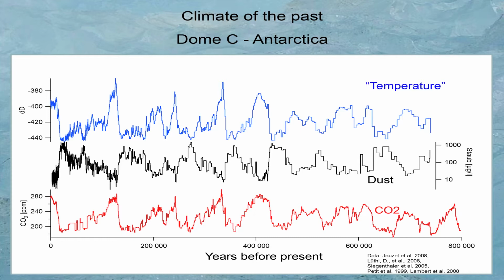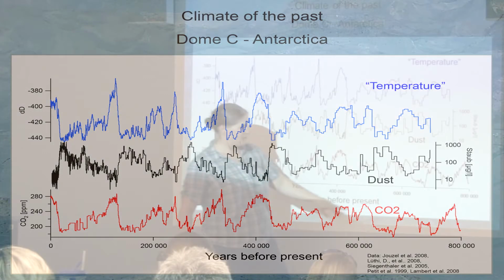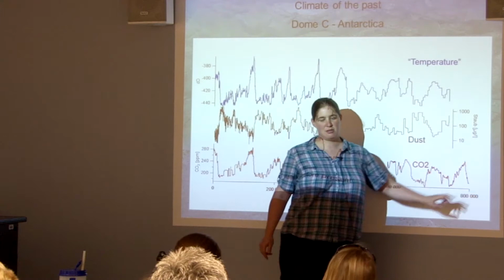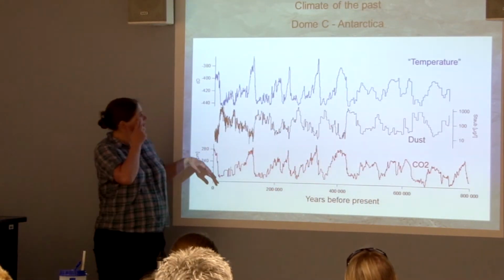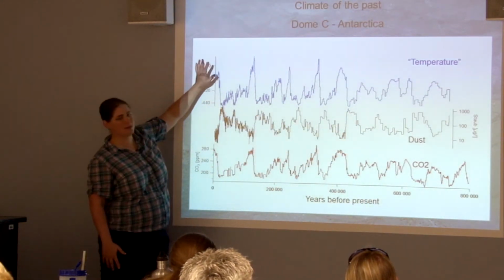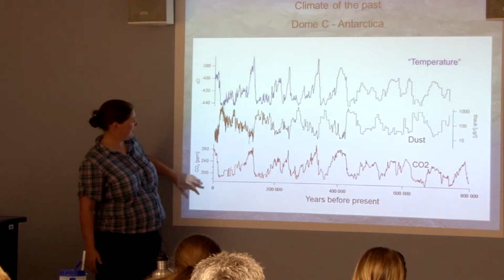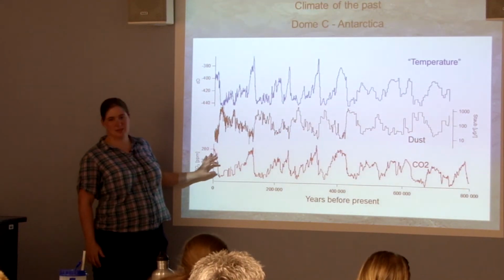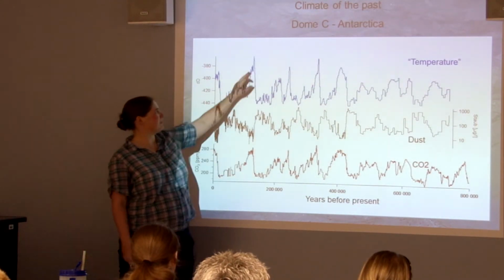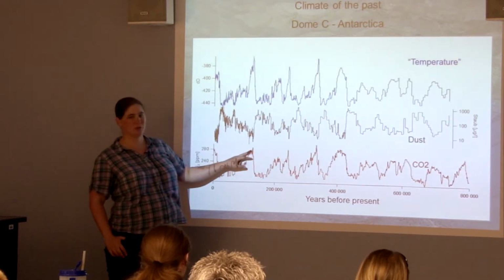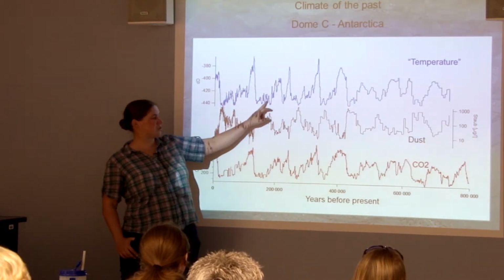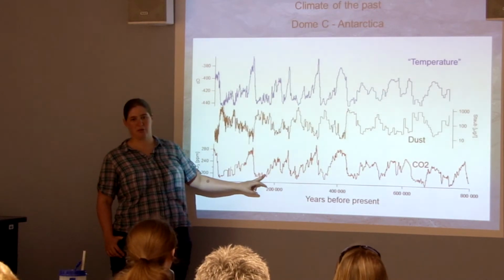And what we get out of it are these plots. And here we already have a dating. This is the oldest ice, it's 800,000 years old. What you can see is that in the upper part is the temperature, and in the lower part is CO2. And always if the temperature was high, the CO2 was also high, and if the temperature was low, the CO2 was also low.